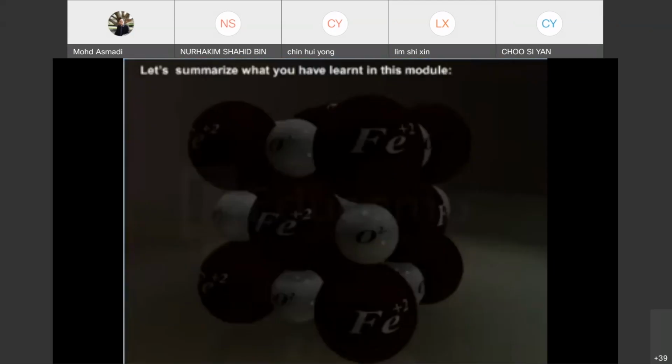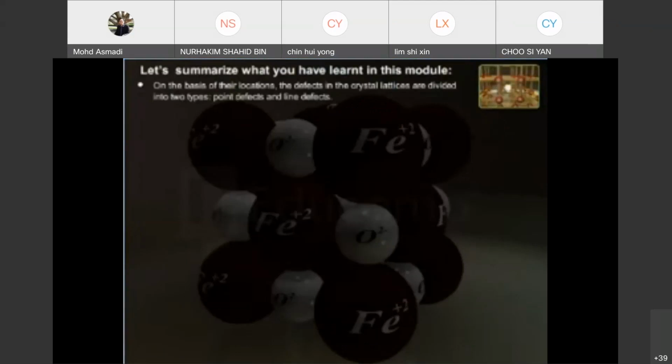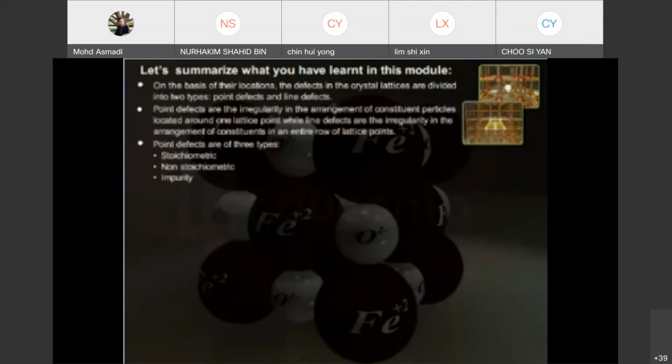Let's summarize what you have learned in this module. On the basis of their locations, the defects in the crystal lattices are divided into two types: point defects and line defects. Point defects are the irregularity in the arrangement of constituent particles located around one lattice point, while line defects are the irregularity in the arrangement of constituents in an entire row of lattice points.